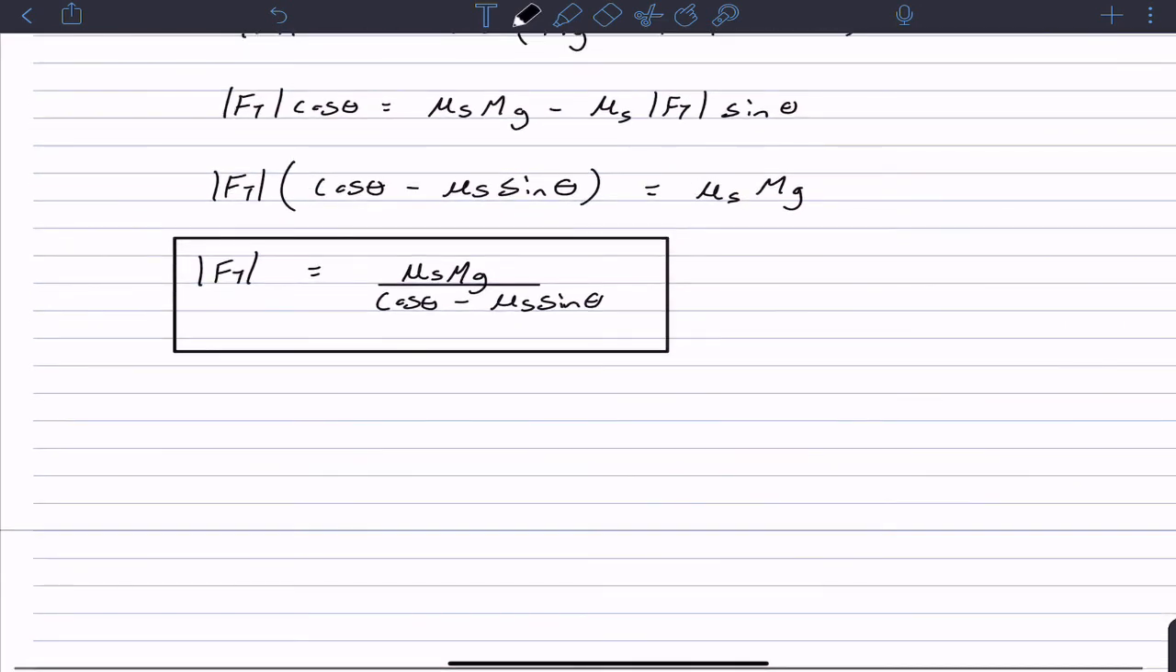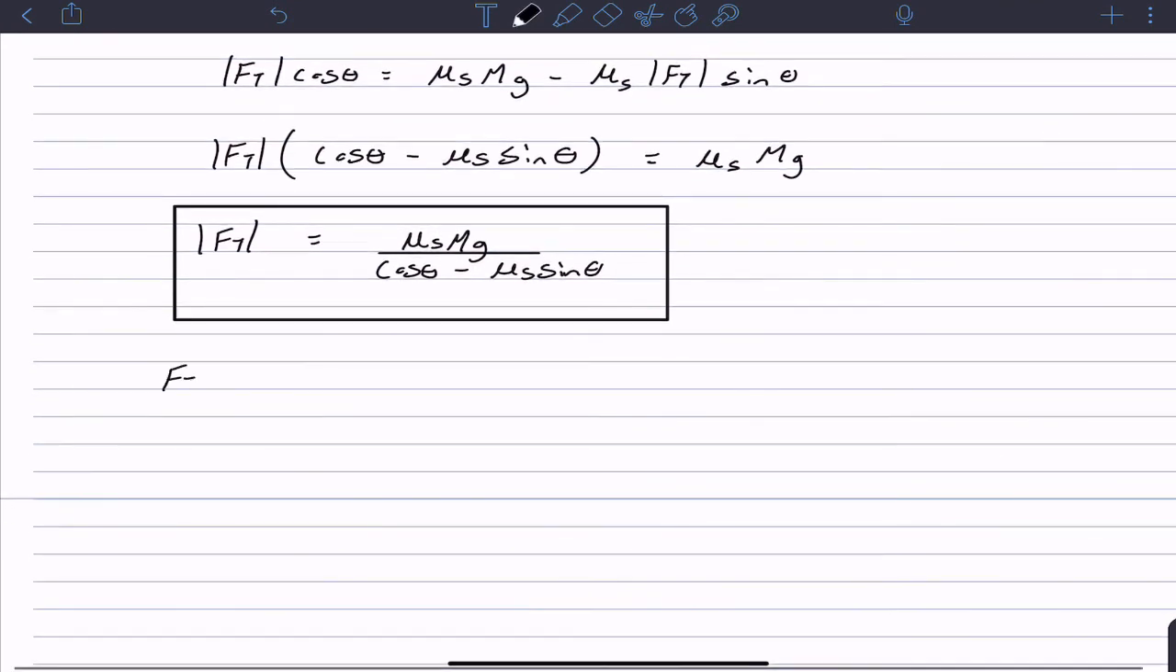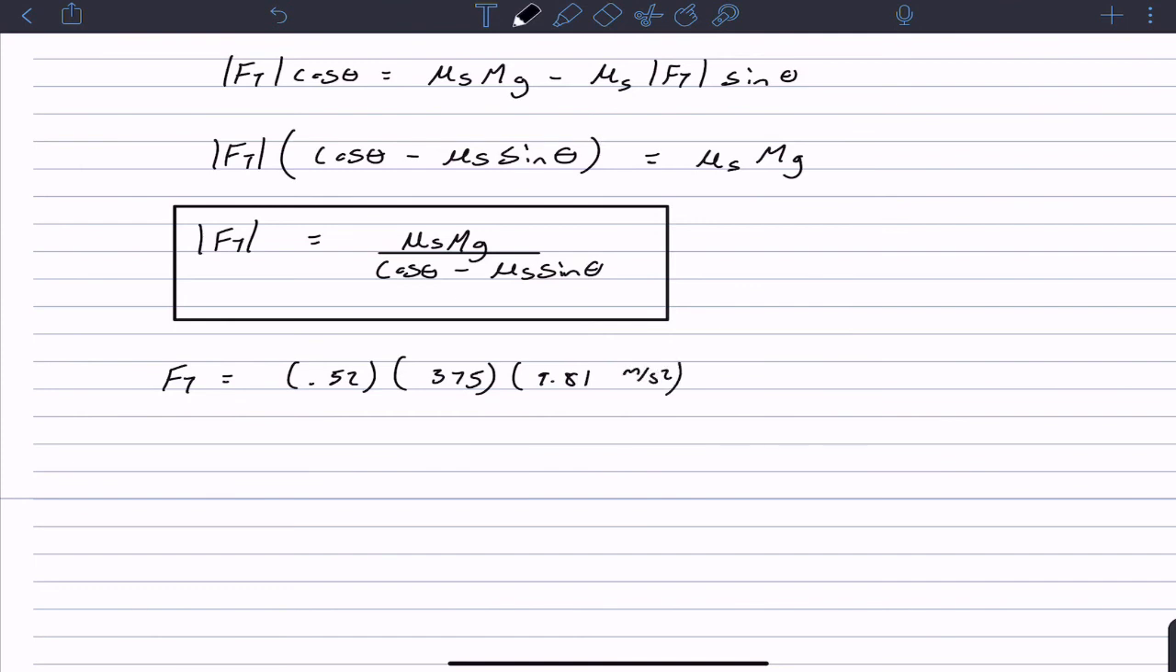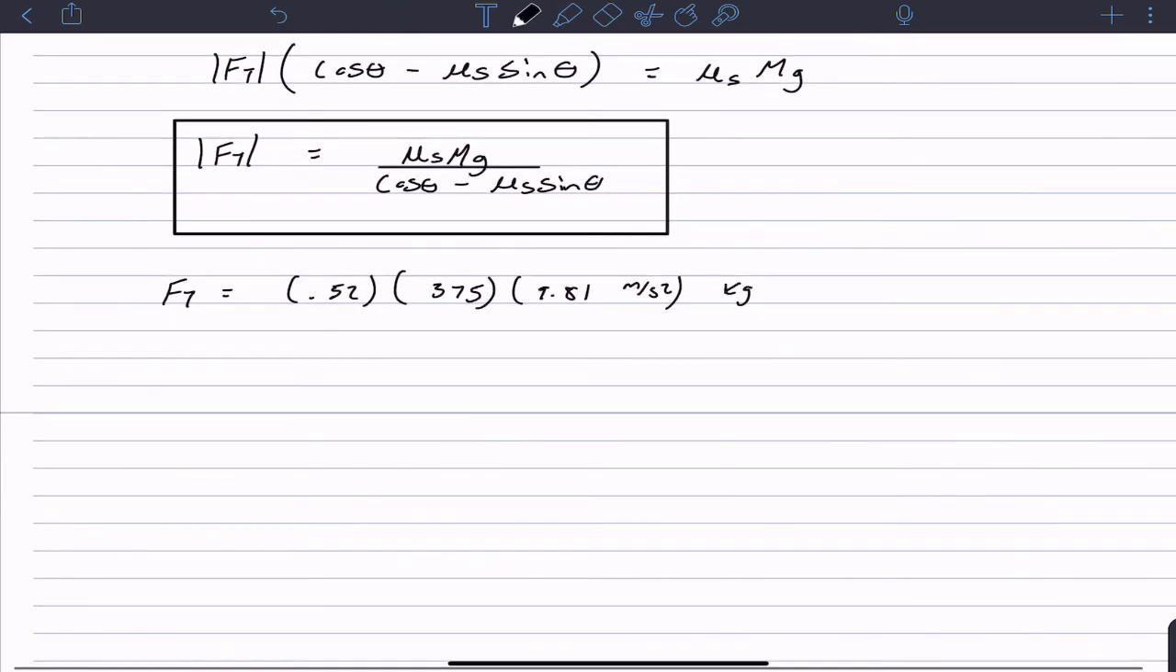So now all we have to do for the next problem is plug in some numbers. We're told, well, read number 17. There's a whole bunch of information in there. And then what happens is we do this: 0.52, 375, 9.81 meters per second squared. And you want to check all of your units as well. And we can do that together.